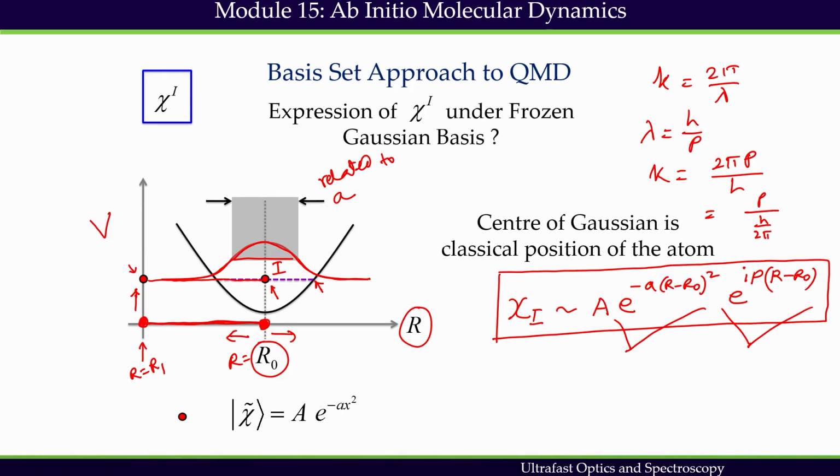Now, if we have this kind of expression, for simplicity one can keep this form as well: e to the power minus a x square multiplied by e to the power i p x. If it is z, you can express it in terms of z as well, that's not a problem. We are just expressing it in terms of x. So this is the expression for a traveling Gaussian.